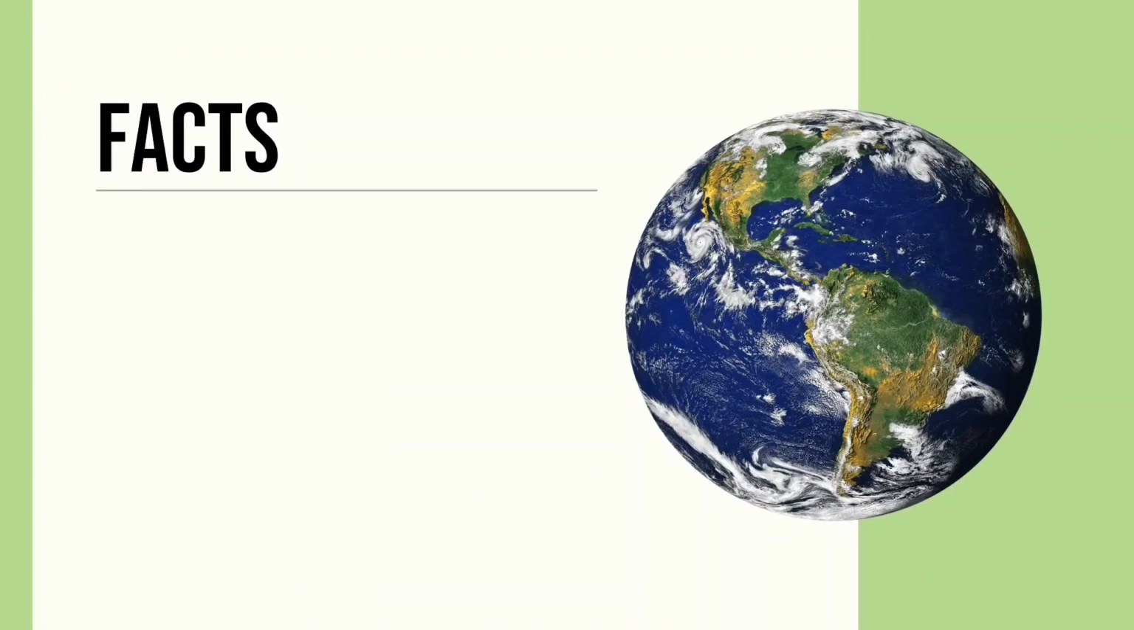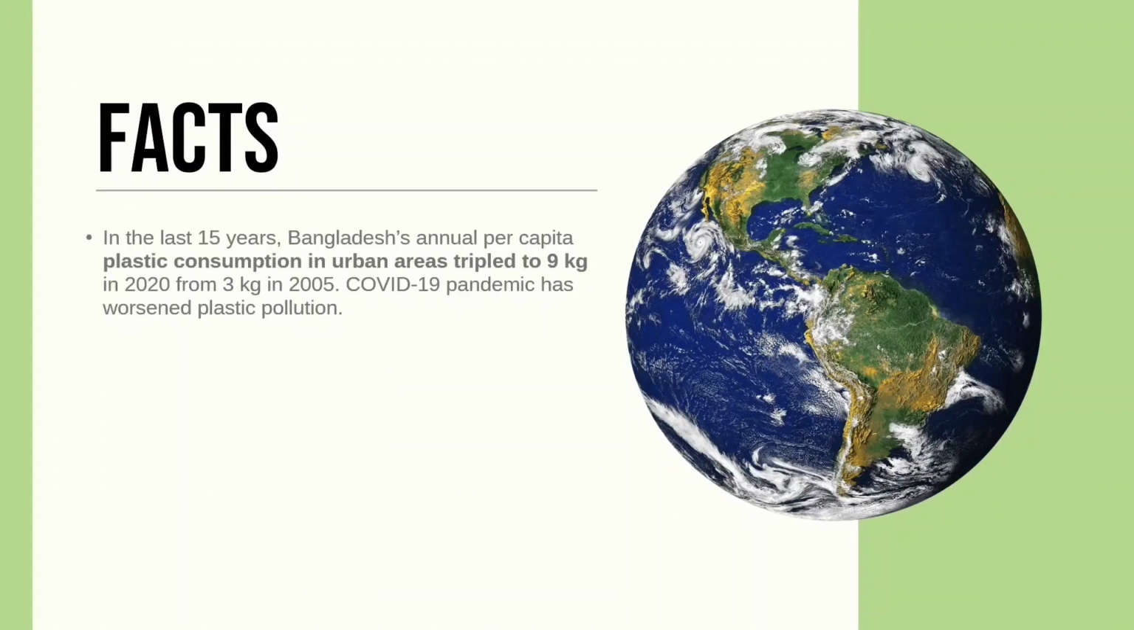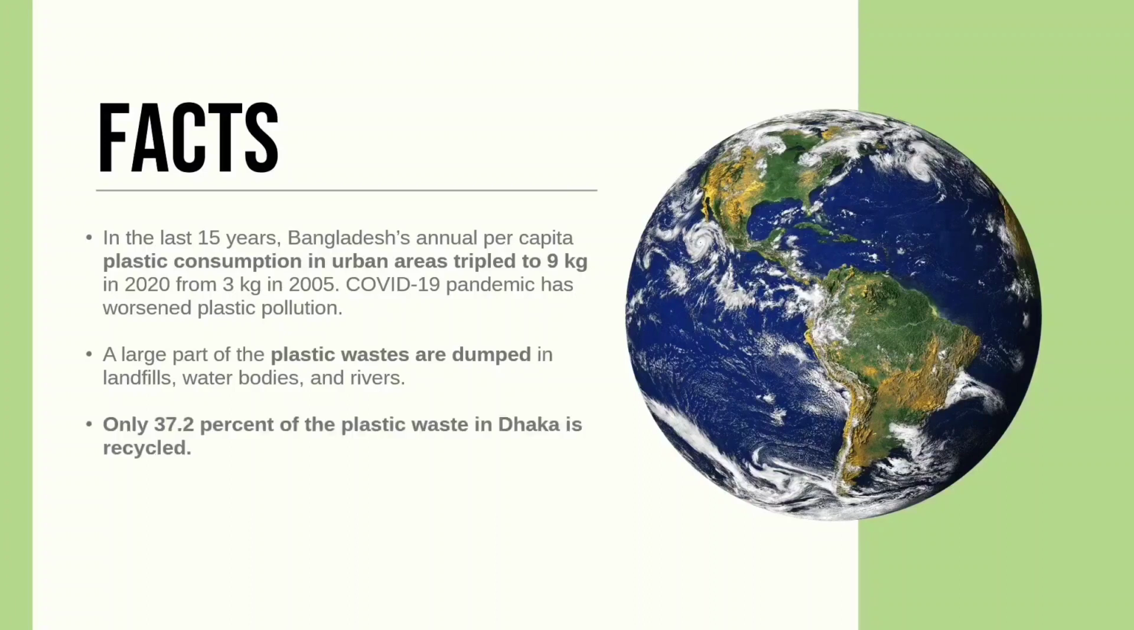Some facts regarding our country include that plastic consumption in urban areas has tripled in the last 15 years. A large part of the waste is dumped in water bodies and rivers. Only a handful, close to 40% of the plastic waste, is being recycled, and it's due to the fact that there is no convenient platform to connect urban households with recyclers.